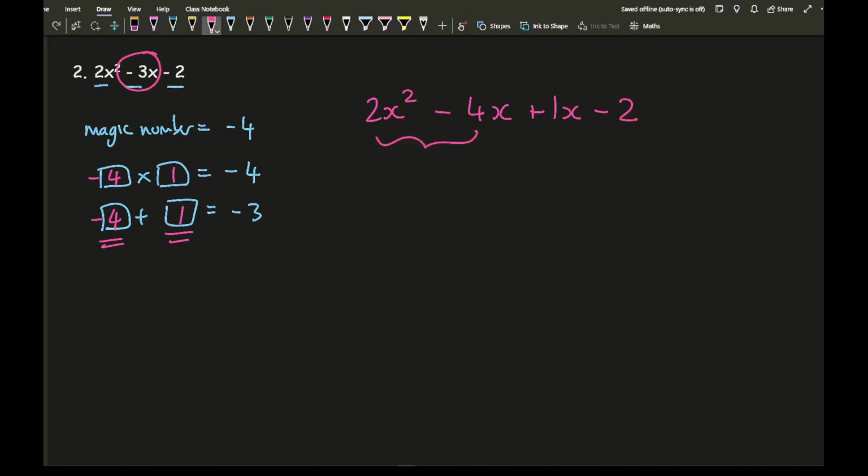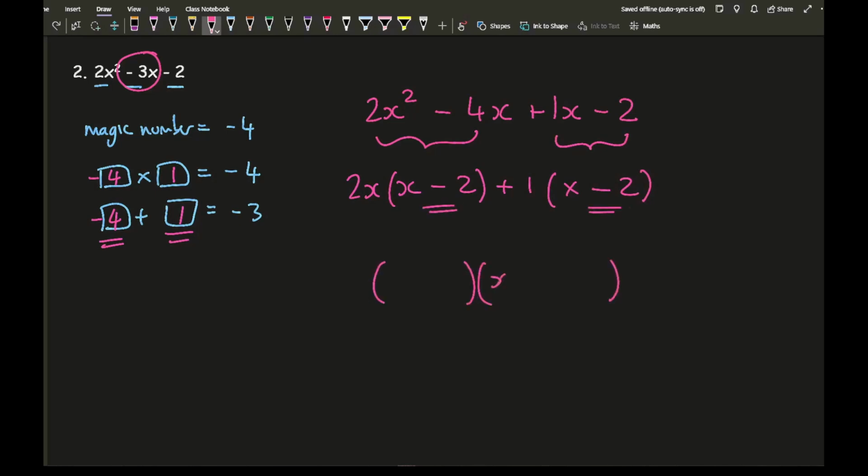Then I factorise the pairs, so that becomes 2x(x minus 2), plus, and then factorising these, I get 1, that's going to be (x minus 2). You can see that my brackets are the same, so far so good. One bracket is that common bracket, and the other bracket are the two things that are outside it, so it's going to be (x minus 2)(2x plus 1).